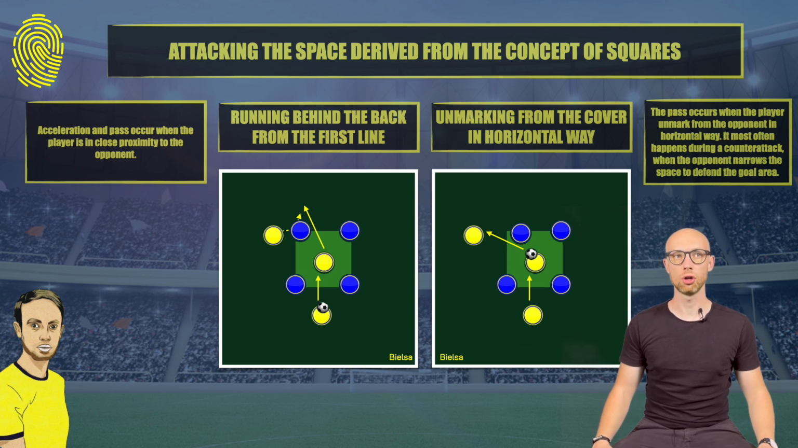I also draw on the knowledge shared by the Argentine coach Marcelo Bielsa, who proposed 5 ways to unmark oneself from an opponent's protection. All of these methods are present in my team's training process, and some elements are integral to my game idea. One such element occurring in the context of attacking space is the run behind the opponent from the first line. In developing this activity within the team, my goal is to focus on one key aspect. Namely, I instruct the players that the acceleration of actions and the pass should occur when the player attacking the space is in close proximity to the back of the targeted opponent.